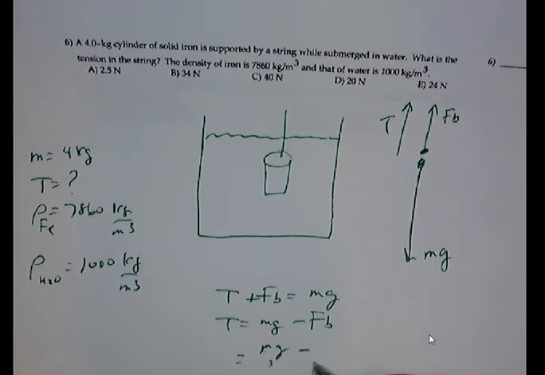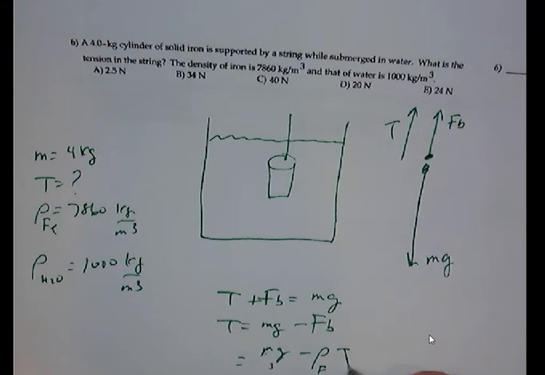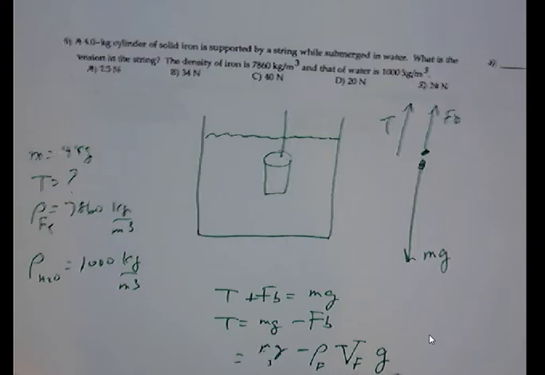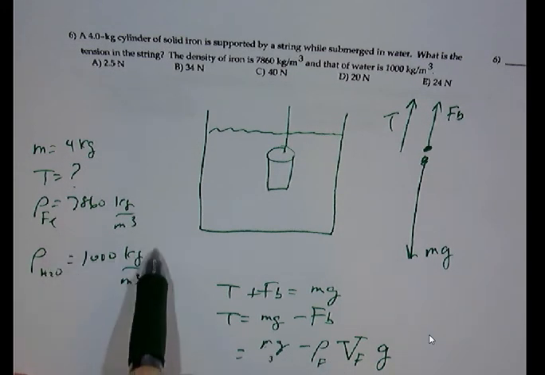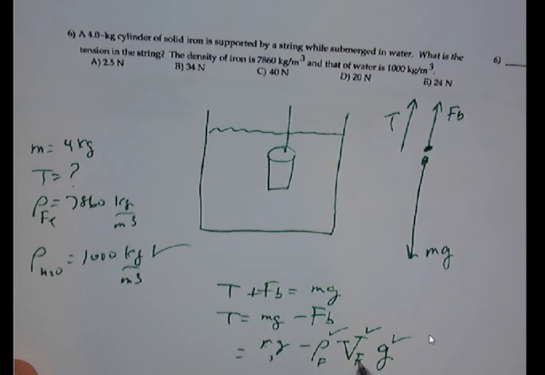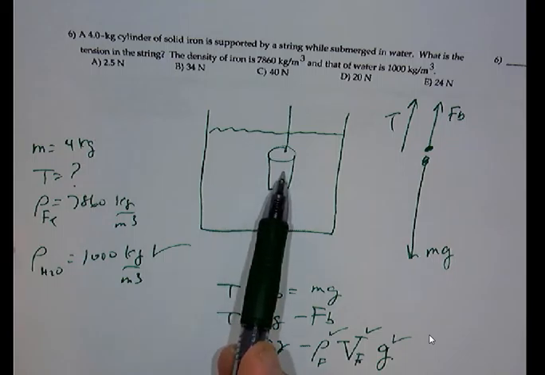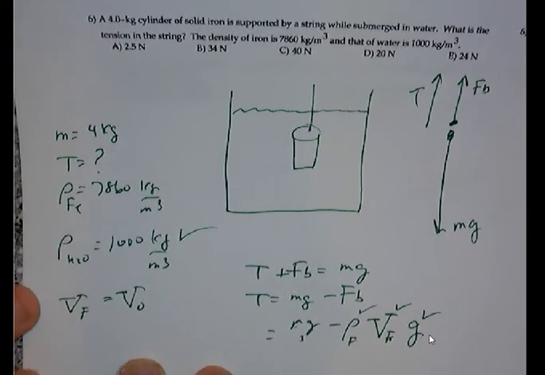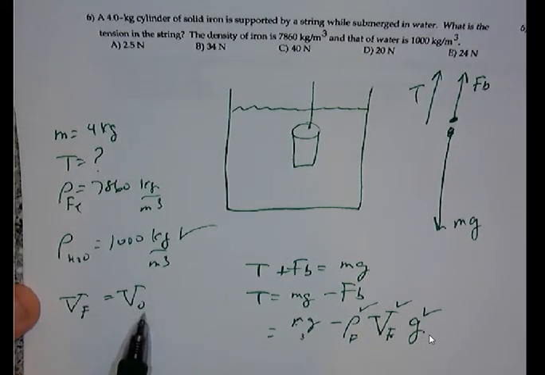So this is the density of the fluid, times the volume of the fluid that's displaced, times g. That will give you the buoyant force. So the density of the fluid we know, it's water. g we know. The volume of the fluid we can get because we know it's completely submerged. The volume of the fluid displaced is the same thing as the volume of the object because it's completely underwater. And then we can get the volume of the object because the density of iron is the mass of iron divided by the volume.